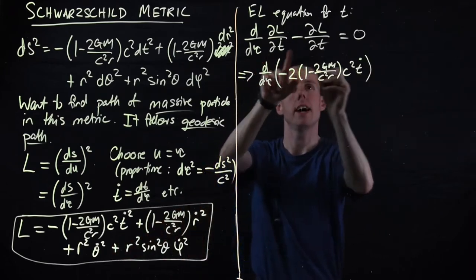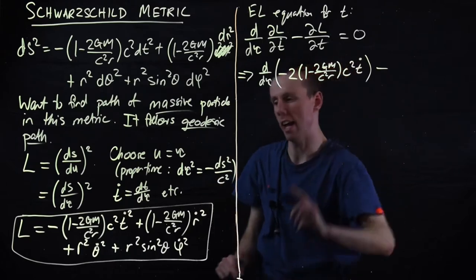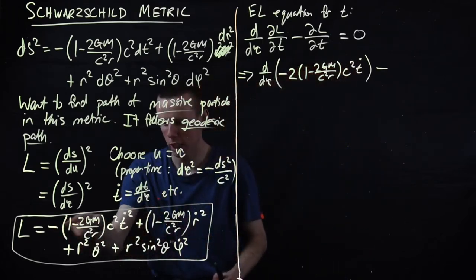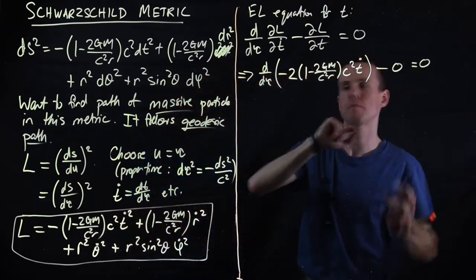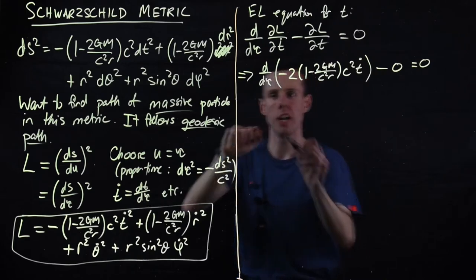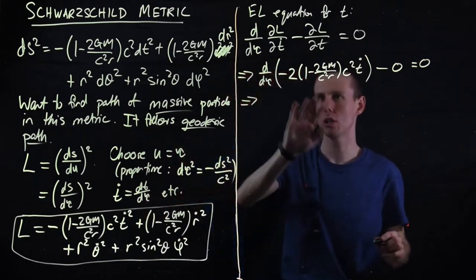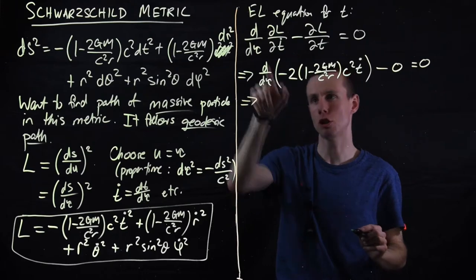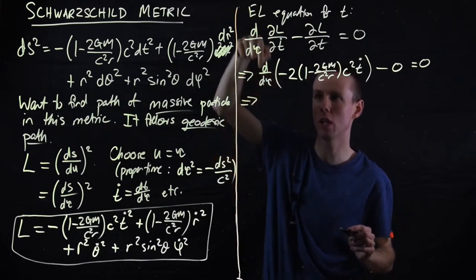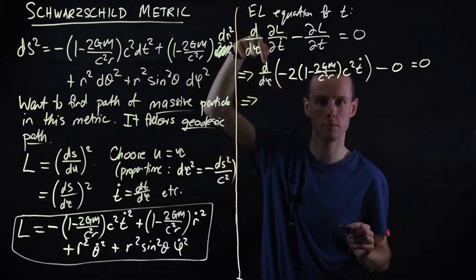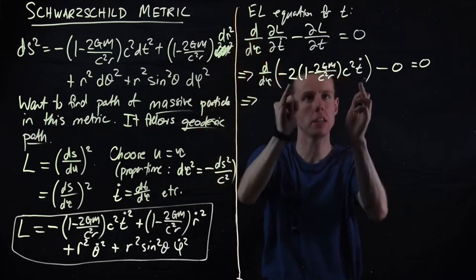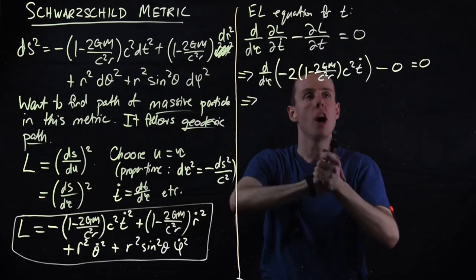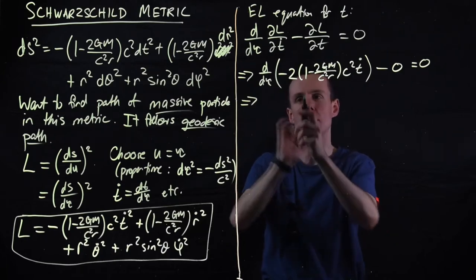Okay, so that's that bit, and then we have minus the partial of L with respect to t. Well, notice actually t itself doesn't appear anywhere. There's no t there, so that's just 0, and then this equals 0. Now, in the next step, what you could do, although I won't, is do this full total derivative with respect to tau, but I actually don't need to do that, because what have I got here?